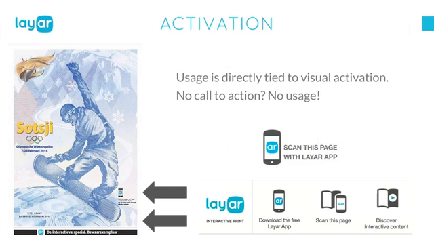In terms of activation, usage is really directly tied to visual activation. Basically, the only way you can let people know that print content is augmented is to add a call to action and a set of instructions.